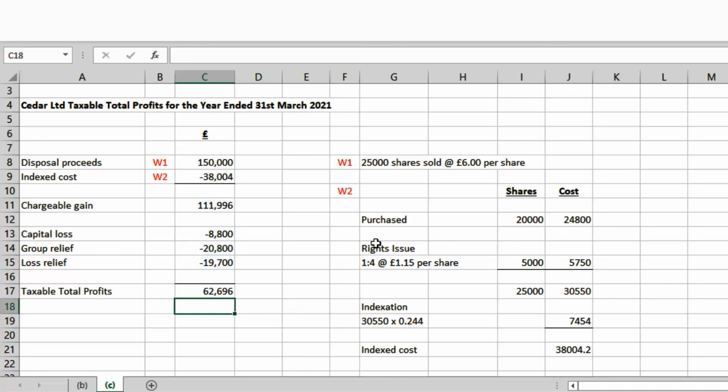In terms of marking, you'd get half a mark for the disposal proceeds. You'd get 2.5 for this working here, so that's 3 marks. You'd get a mark to offset the capital loss in priority, and then half a mark each for the group relief and the loss relief. That would give you a total of 6 marks.